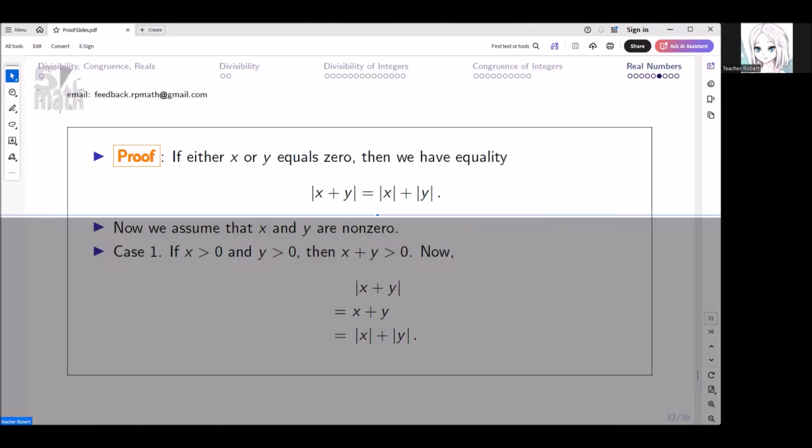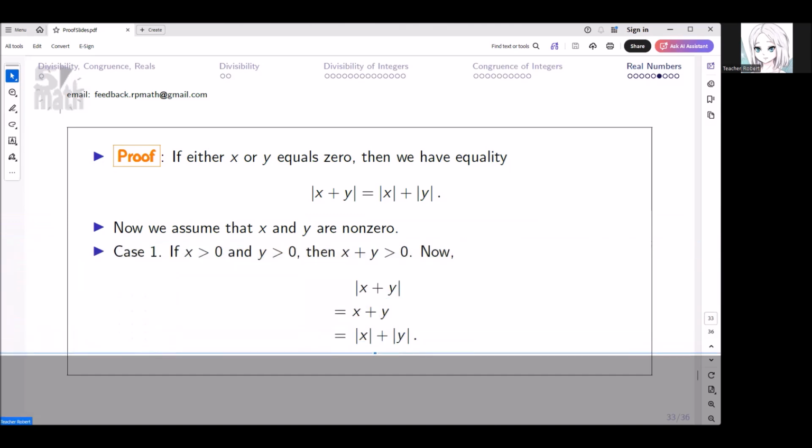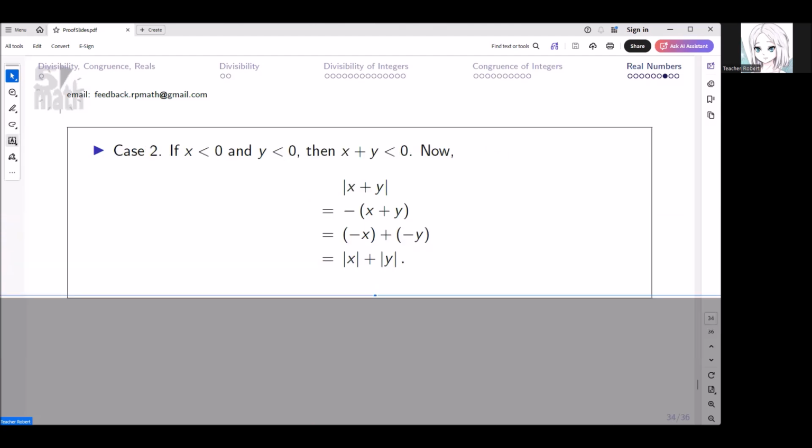Proof. If either x or y equals 0, then we have equality: the absolute value of x plus y equals the absolute value of x plus the absolute value of y. Now we assume that x and y are non-zero. Case 1. If x is greater than 0 and y is greater than 0, then x plus y is greater than 0. Now we have the following. Case 2. If x is less than 0 and y is less than 0, then x plus y is less than 0. Now we have the following.